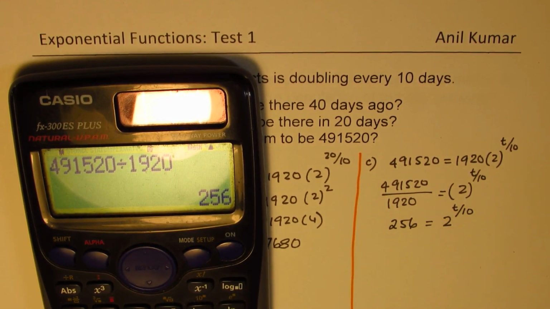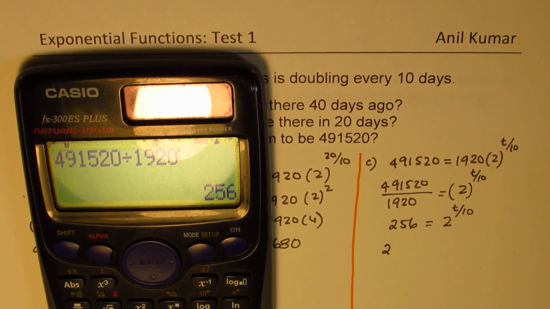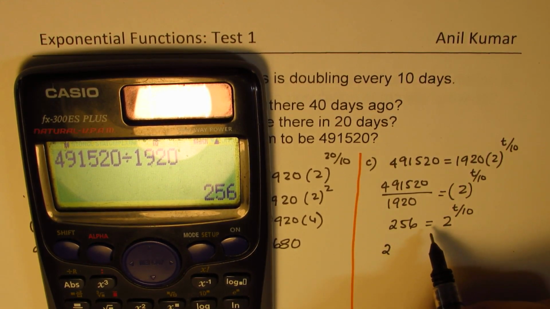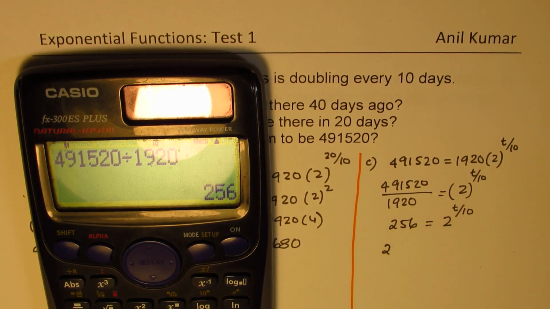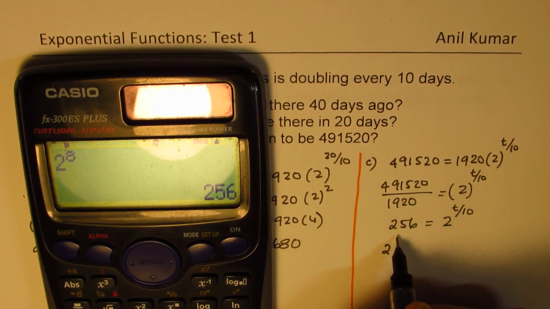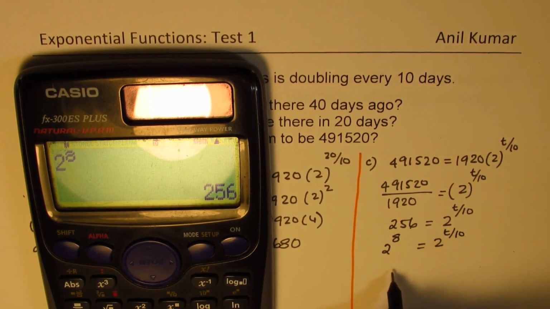Now in this case, 256 can be written as a power of 2, right? So you could write 256 as 2 to the power of what? Well, 2 to the power of 10 is 1024, right? So half of that will be 9. This is 8. Let's check. So we have 2 to the power of 8, which is 256, right? So we can write this as 2 to the power of 8 equals 2 to the power of t over 10. So that means 8 equals t over 10. So 80 is equal to t.